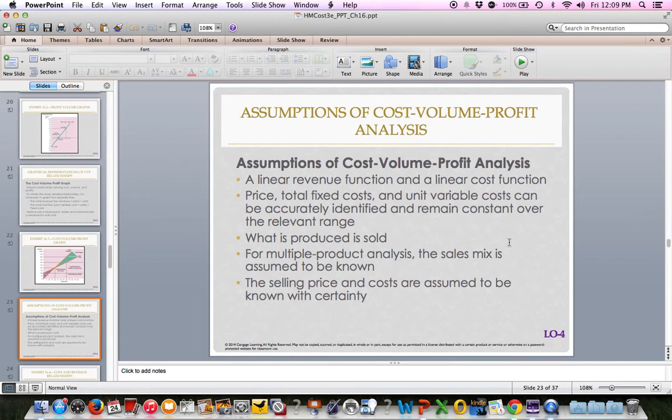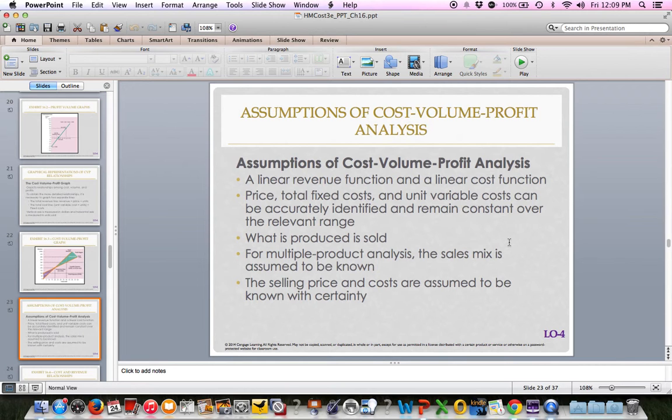We assume that whatever we produce is what we sell, which in reality, just because we produce something doesn't mean we necessarily sell it, but that's what we're assuming. We assume a sales mix. We assume that we know what it is, and we kind of hold that sales mix to be true.